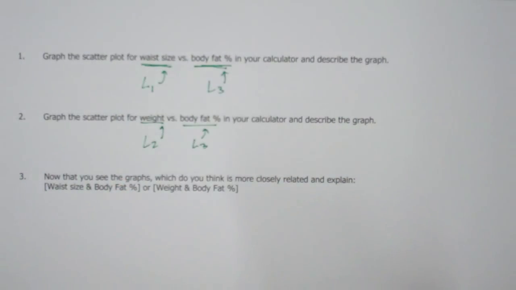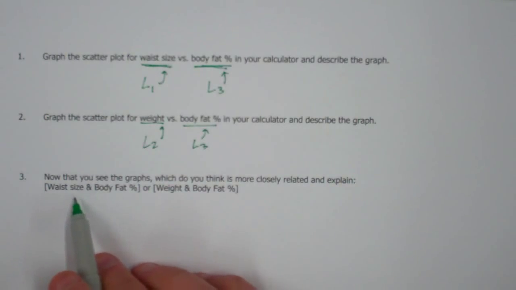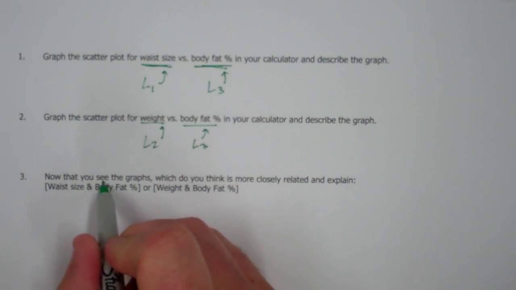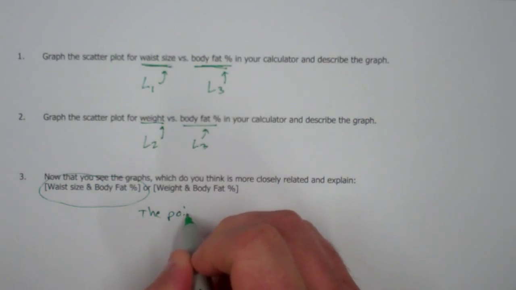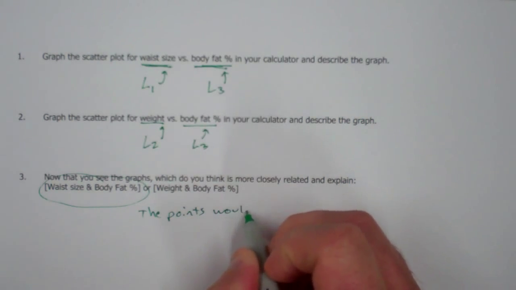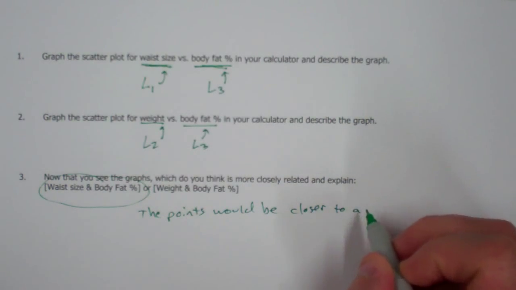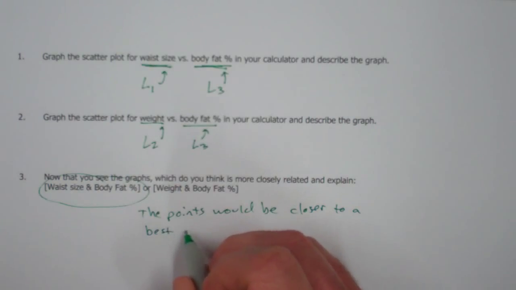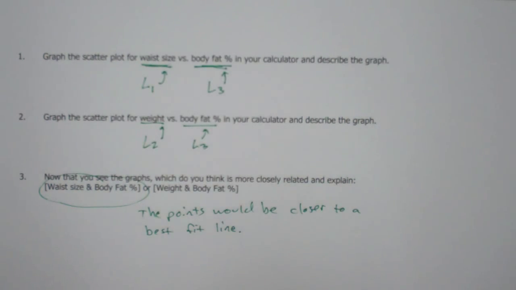So I'm going to say that first version here, waist size versus body fat, is going to be more closely related. So the points would be closer to a best fit line. Not by much, but by a little bit.